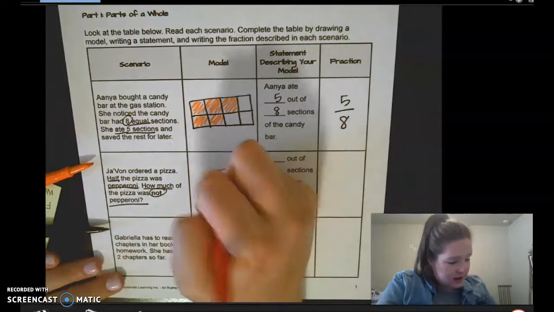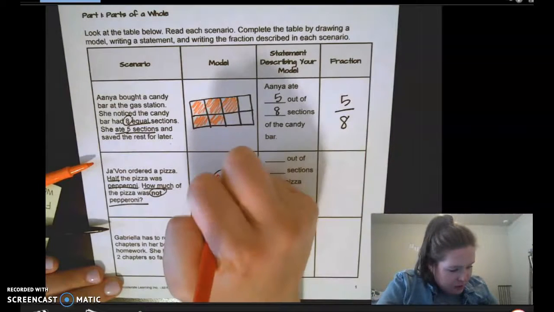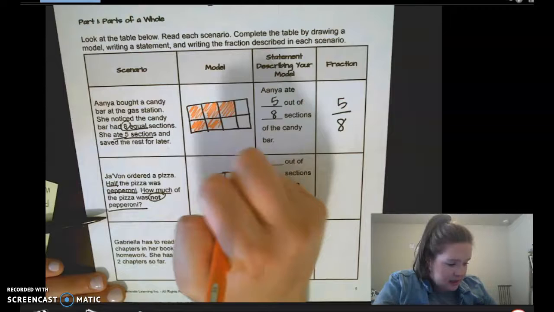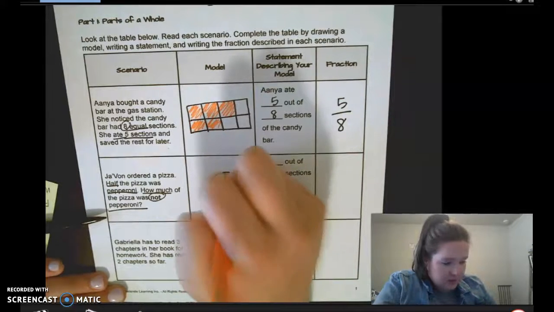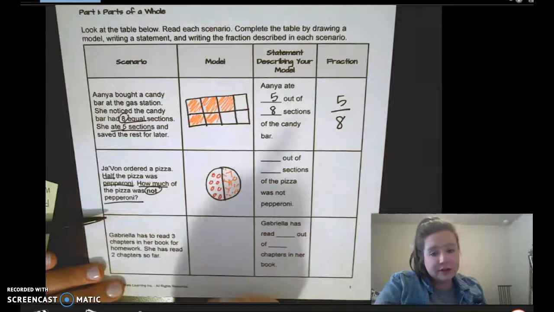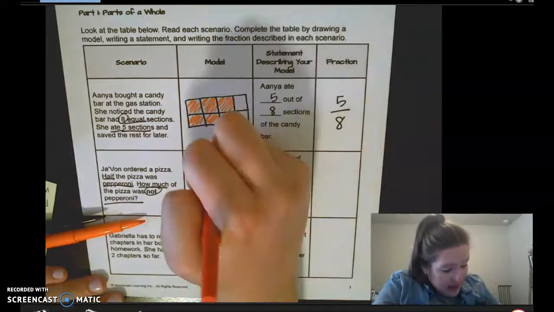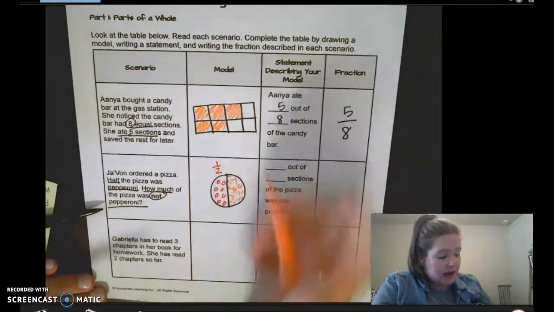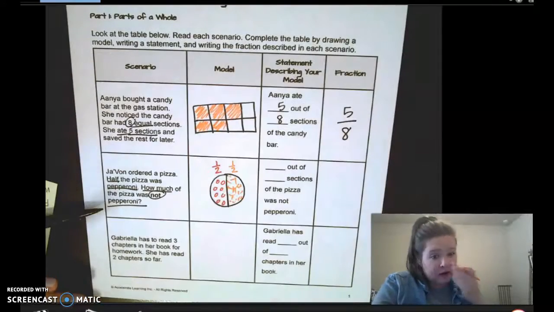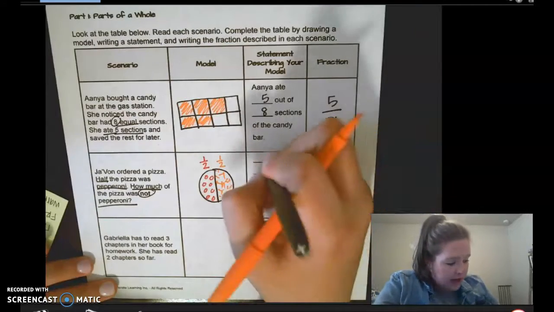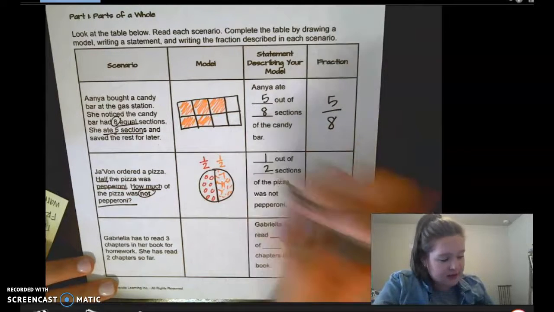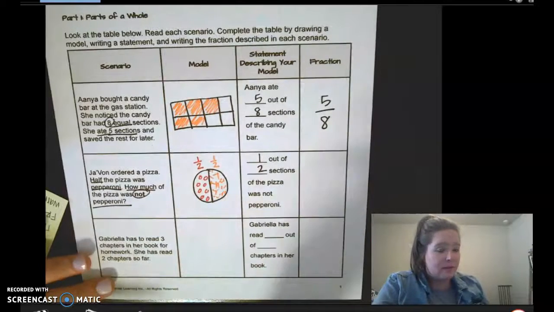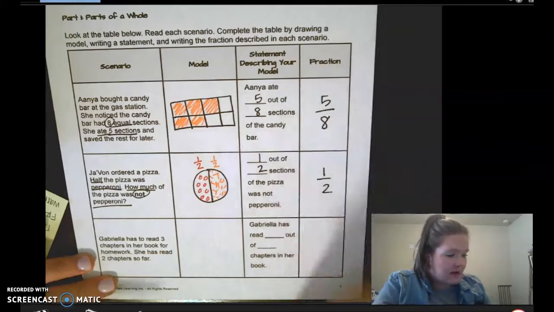This one is pepperoni. This one is just cheese. Okay. That's just cheese. Here's your pepperoni pizza. Here's your cheese pizza. This is 1/2. All right. So if this is 1/2, this is also 1/2. That's really, really important. 1 out of 2 sections. This one piece out of both of the pieces, out of 2 sections of the pizza, was not pepperoni, and that fraction is 1/2.